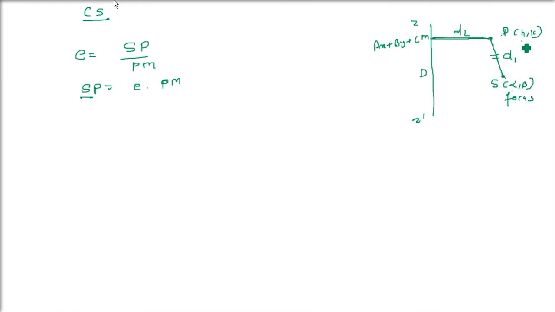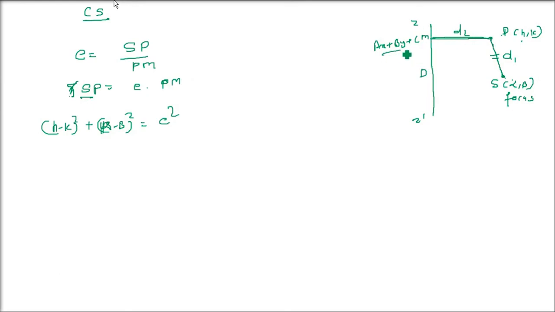Now what will be SP? We'll use the distance formula: h minus alpha whole square plus k minus beta whole square. Actually it should be under root, but I'm going to square both sides, because I just don't want the under root on the left hand side. So I squared it. e square, PM will also be squared.